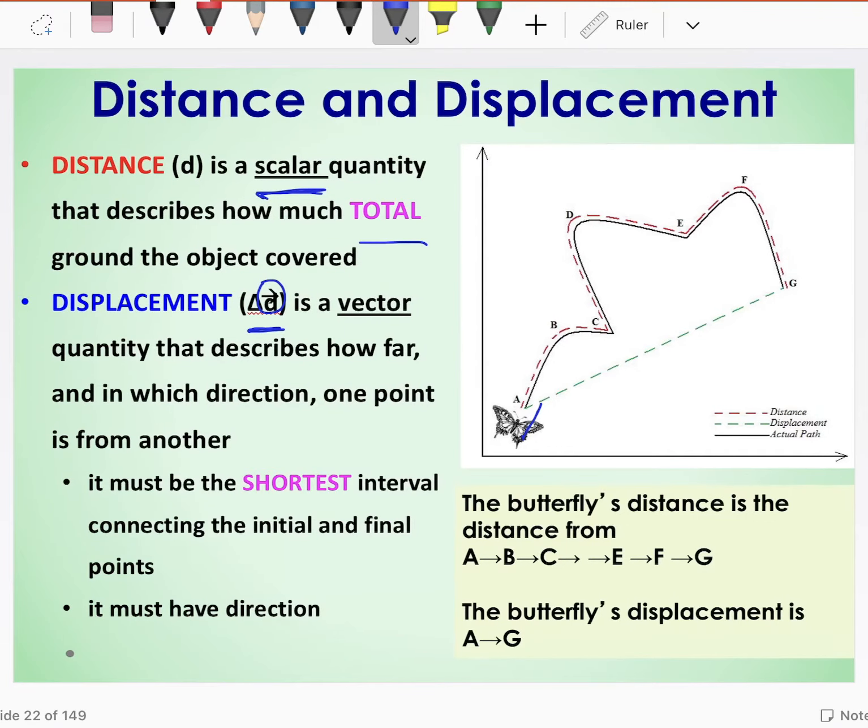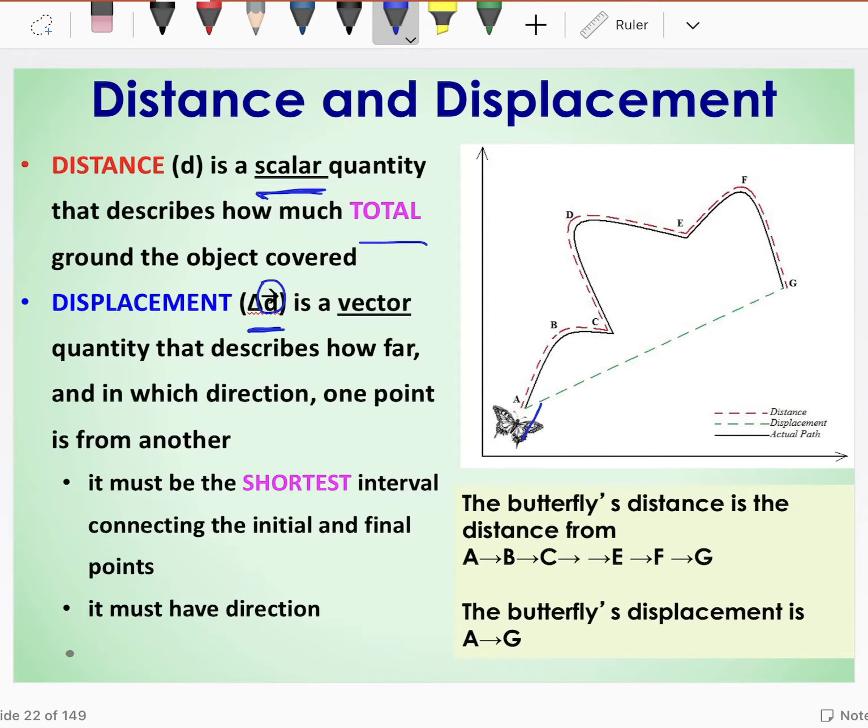So for example, if you drove yourself to school, stopped for lunch, came home, the displacement between where you started and where you finished is actually 0. So that's where conceptually distance and displacement differ.